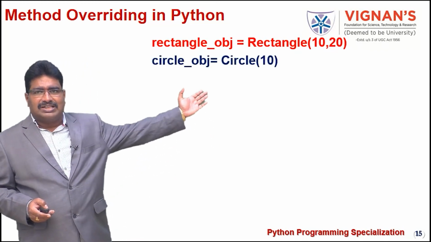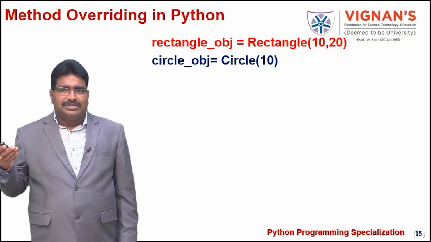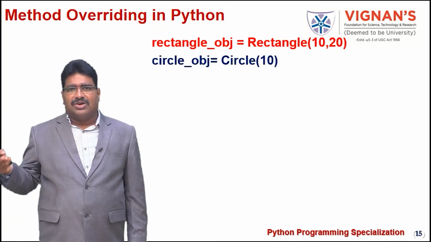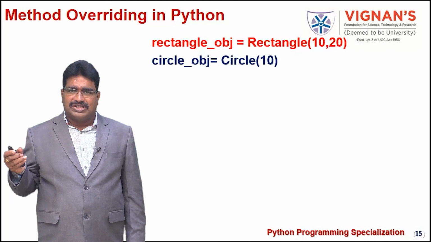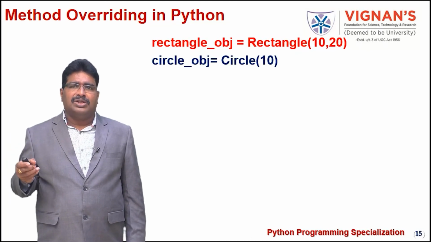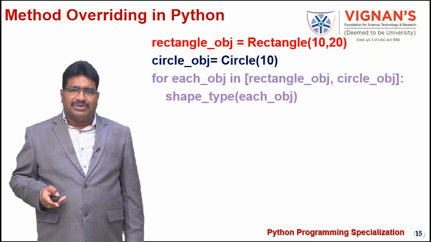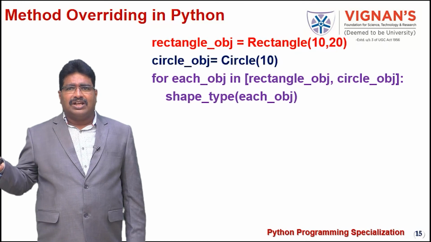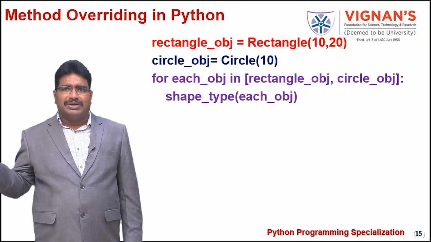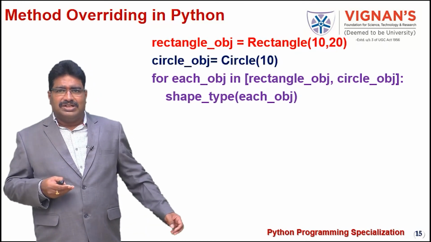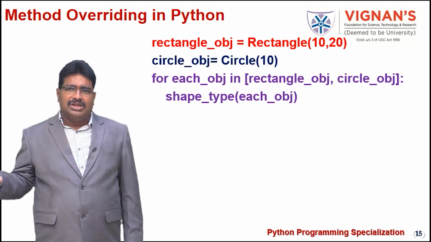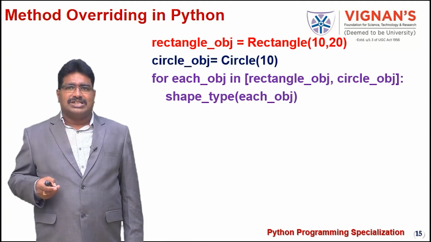Similarly, we created another object, the circle object, with circle object equal to Circle(10). Here we are passing the parameter 10. For that reason, the circle object's radius attribute holds the value 10. Now we use the for each object in rectangle object, circle object. So it calls the method shape type of each object. First it passes the rectangle object as a parameter.